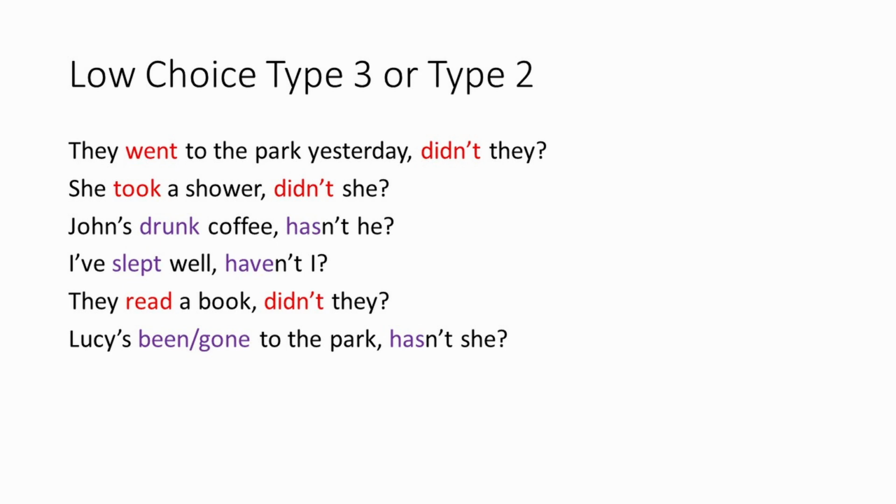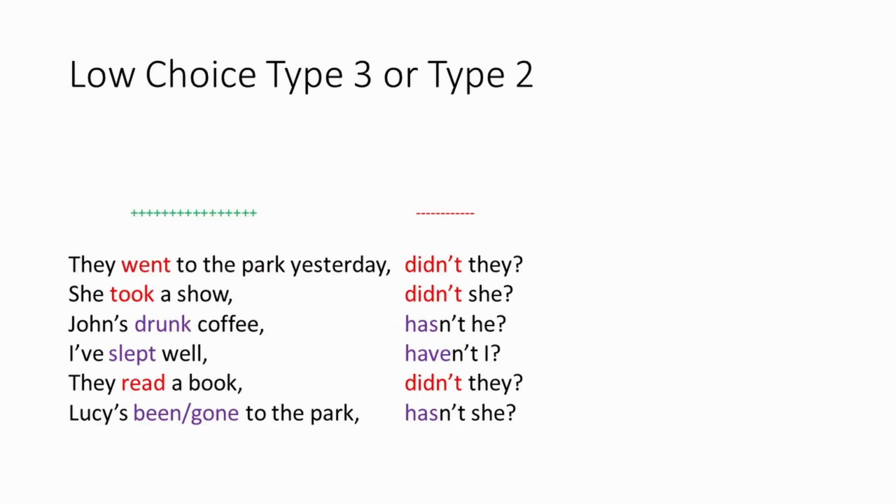Okay, and the fourth one, I've slept well, haven't I? So haven't I shows it's a type 3. And again, we've got this bigger picture here. The first one is a positive sentence, a statement, and the tag is negative. So in this case, didn't, hasn't, haven't, didn't, hasn't.